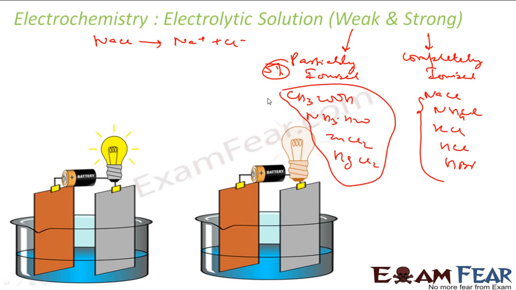And please note, strong and weak is a relative term. If we talk about NaCl and CH3COOH, you will see that NaCl is stronger than CH3COOH. If we talk about HCl and KCl, you can see that KCl is stronger than HCl. So this is a relative term, but broadly, weak electrolytes are those which are partially ionized, maybe 5 or 10%, and strong electrolytes are the ones which are completely ionized.